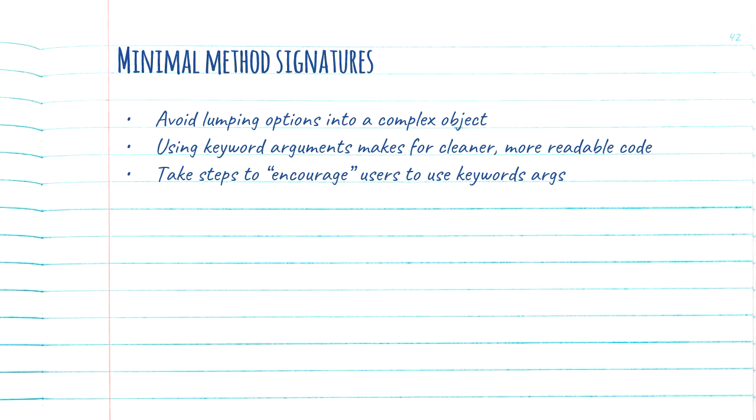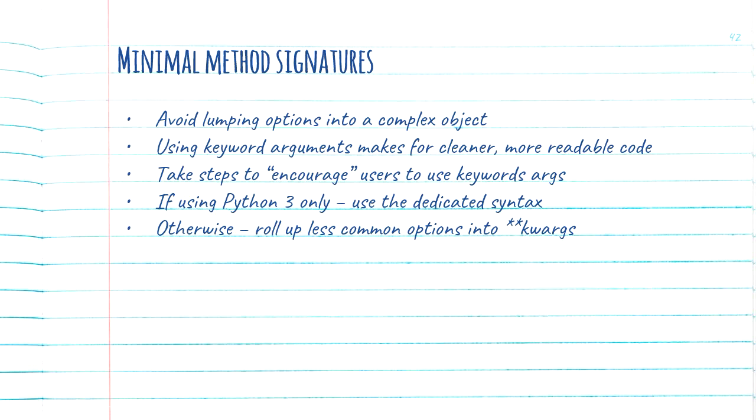However, just because you've specified keyword arguments in your method signature does not force users to use keyword arguments. A keyword argument can still be passed in positionally. So we want to encourage users to use keywords wherever possible. If you're using Python 3 only code, there is a dedicated syntax for this with a star. Please use it. Otherwise, you want to roll up your less common configuration options into **kwargs.